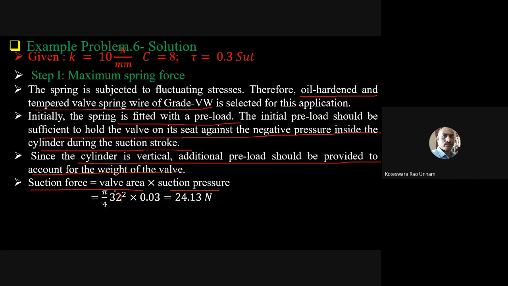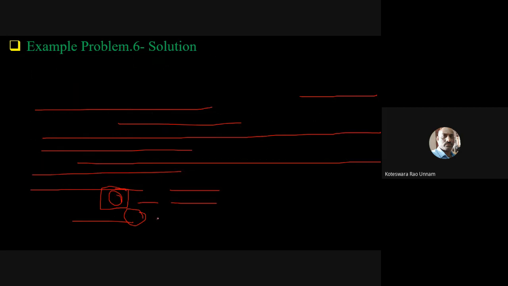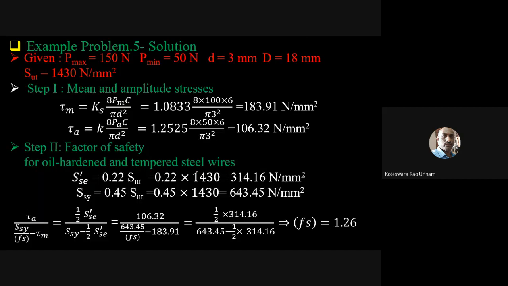He has given the valve diameter as 32 mm. So pi by 4 into 32 squared, D squared, is nothing but the area of the valve, multiplied by the pressure. We get 24.13 newtons as the force which is acting on the spring due to the suction pressure. Similarly, in addition to that, like I already mentioned, the self weight of the valve, which is nothing but mg. M is given as 0.5. What he has given is the weight of the valve, it is 5 grams or 50 grams.